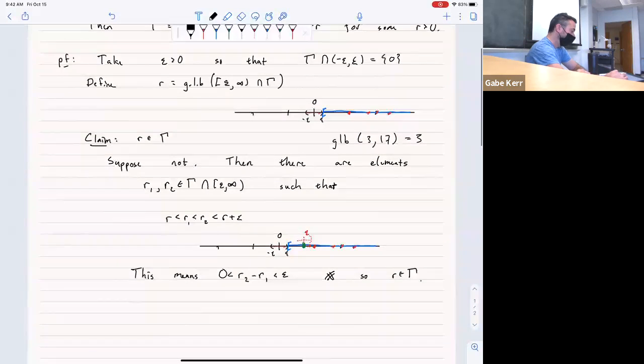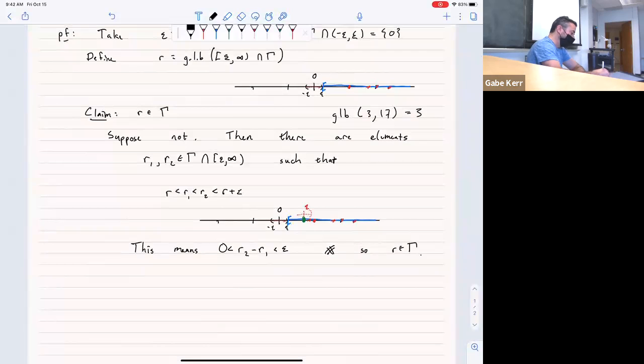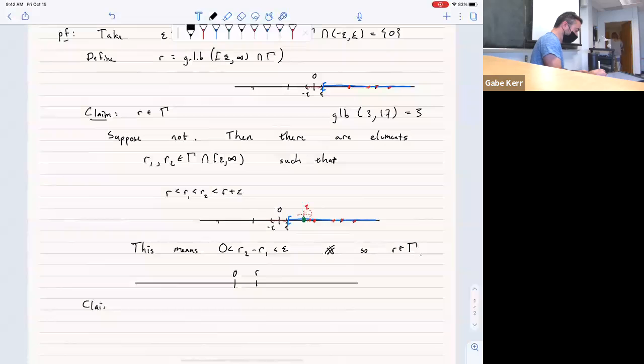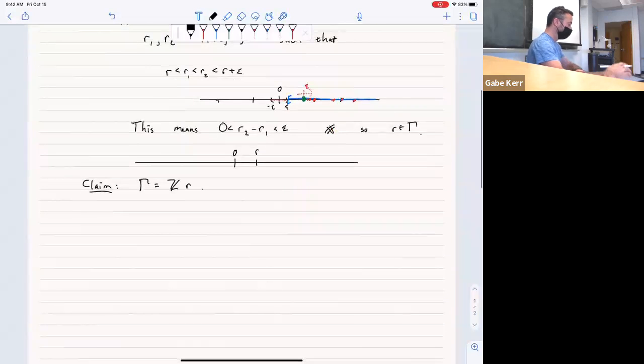So that means we have a picture here. The picture is just that if we look at 0, there's this element R, and there's nothing else between 0 and R in gamma. All the other stuff is to the right of R. So then the next claim is that indeed gamma itself is equal to Z times R. And the proof of that is not hard.